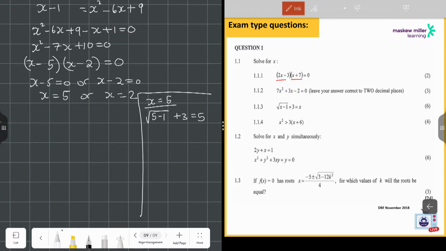All right? So 5 minus 1 is what? The square root of 4, right? Plus 3 is equal to 5. Square root of 4 is 2. 2 plus 3 equals 5. So I can see on my left and on my right-hand side I get 5. So clearly 5 is working, right?